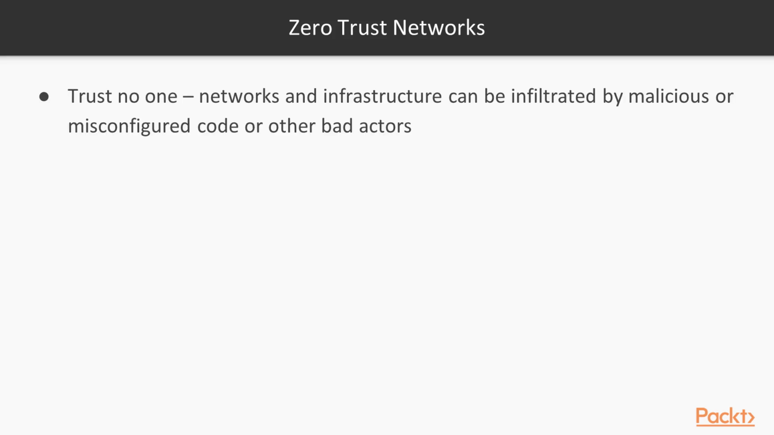So what exactly are zero trust networks and why do we need them? We're in a highly distributed environment and the rule of thumb is trust no one. The networks and the infrastructure can be infiltrated by malicious or misconfigured code or any other bad actors. So we need to make sure that we're not exploited. And Istio can help us with that.